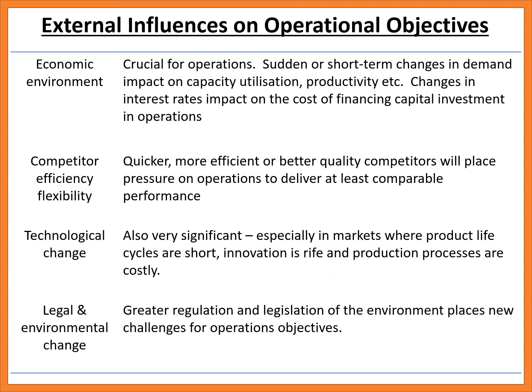Competitor efficiency and flexibility: if you've got more competitors producing better quality items, you're going to have to try and match them. Technological change is also very significant. Where product life cycles are short, innovation is very important, and it can make the difference between what you're producing now and what you're going to be producing in the future. Mobile phones are an example, where they reinvent them every year and do a serious overhaul every 2 to 3 years, and all of those processes need to be put into place. If you're making a foldable phone, you need to have the facilities to do that.